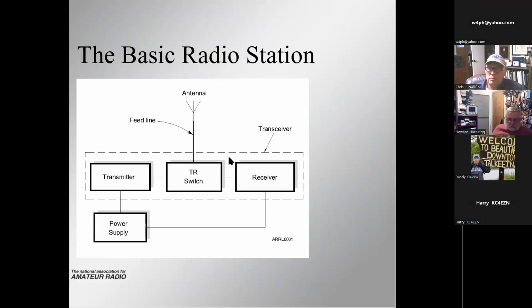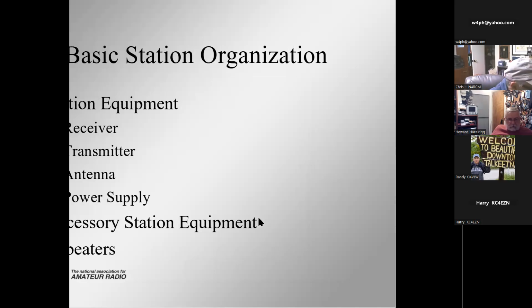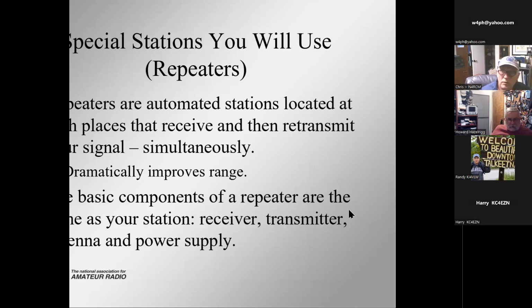Radio equipment basics. The basic radio station: a transmitter, TR switch, and receiver. Station equipment: receiver, transmitter, antenna, and a power supply. We were on that when we started. Now, how we got off, I don't know. Repeaters are automated stations located at high places that receive, then retransmit your signal simultaneously, dramatically improving the range.